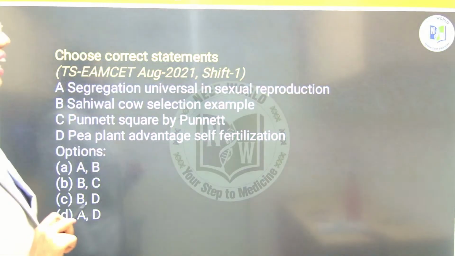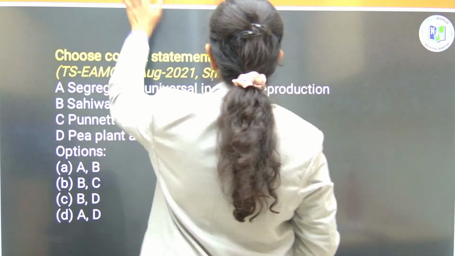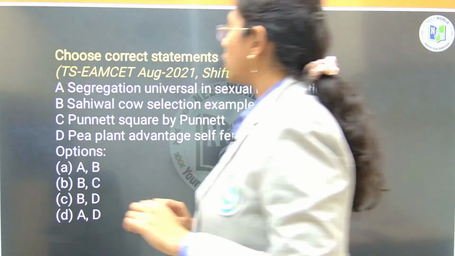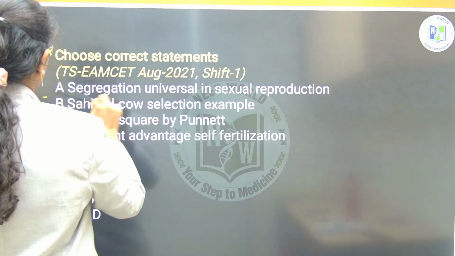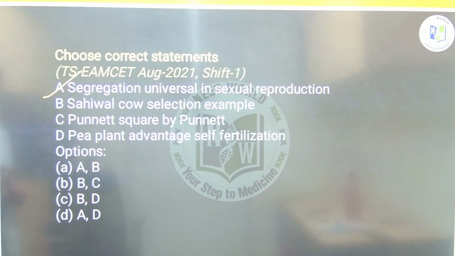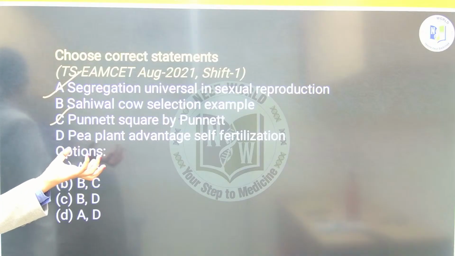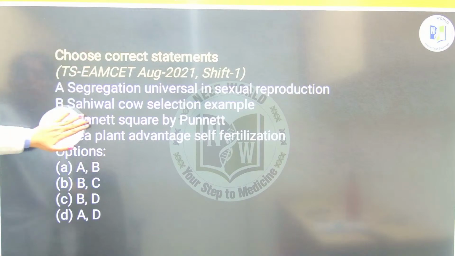Again multi-statement based. Choose correct statements. Segregation is a universal law in sexual reproduction, true. Sahiwal cow selection, example. Punnett square is by Punnett, true. Pea plant advantage is that it is having self-fertilization. It can do self-fertilization, which is also known as bud pollination. Right.